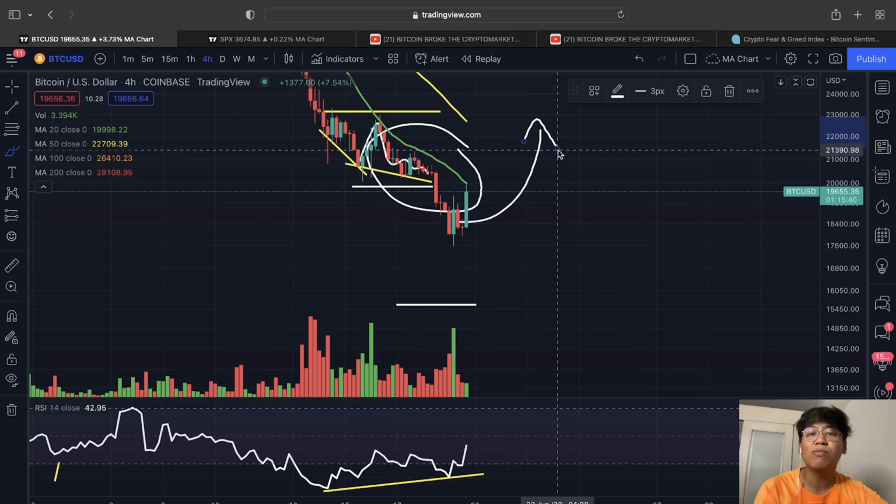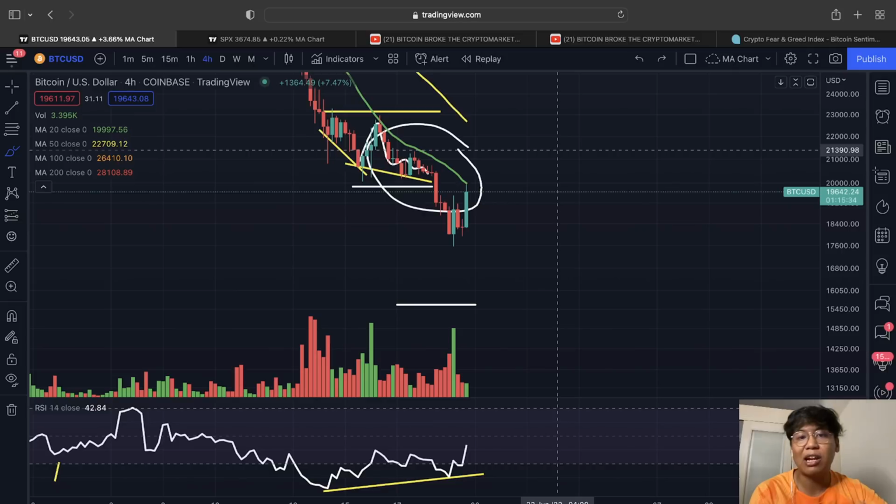So, if I were you, be very patient lang talaga, and then as much as possible always set a stop loss para ma-secure niyo inyong capital as always, and then of course always set a take profit area.